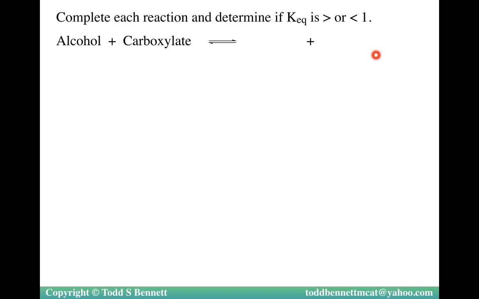Carboxylic acid is around 5. 5 minus 15 would mean 10 to the minus 10. 10 to the minus 10 is highly unfavorable. So it's going to say as a carboxylate and alcohol, it doesn't want to go in the forward direction. So an alkoxide and a carboxylic acid.